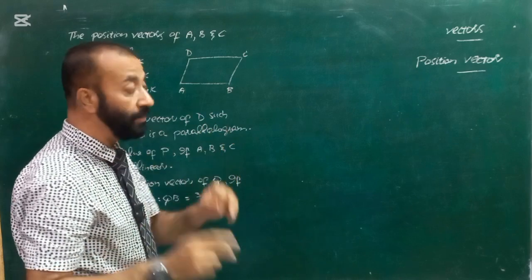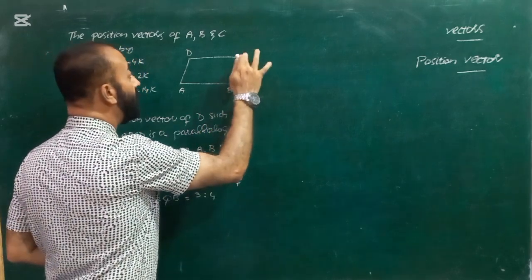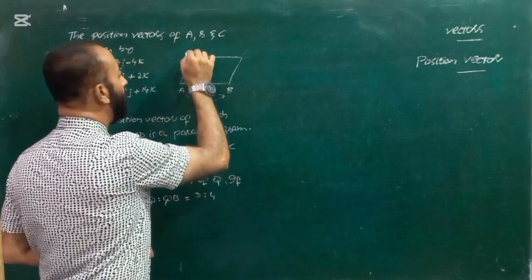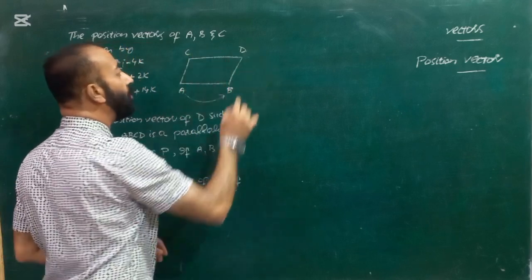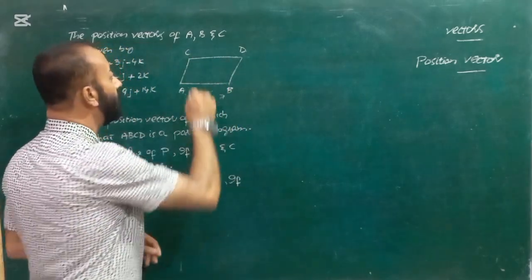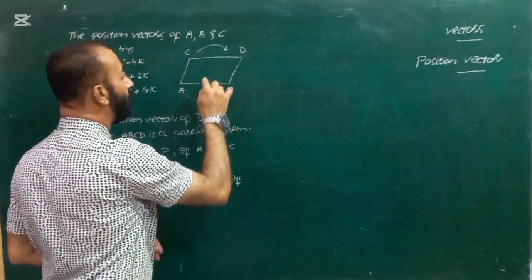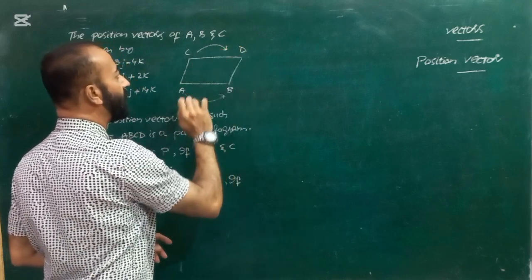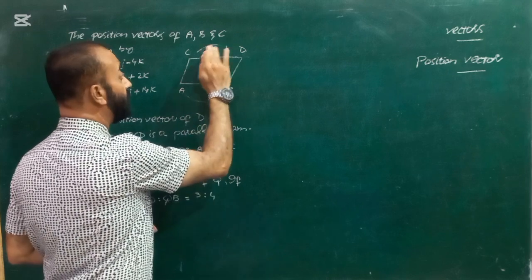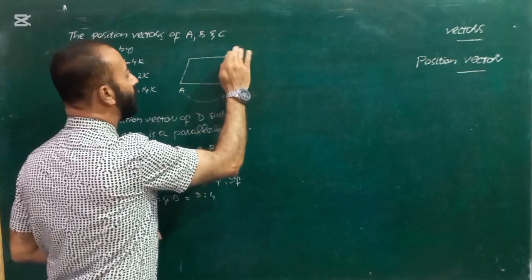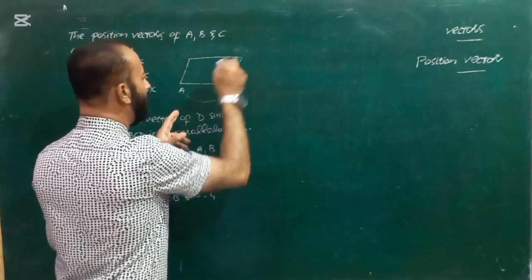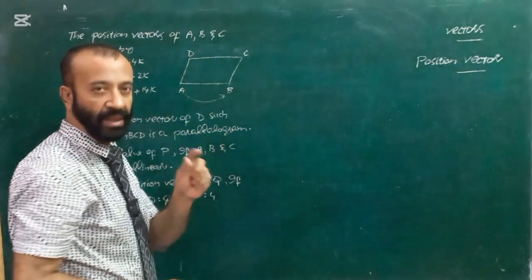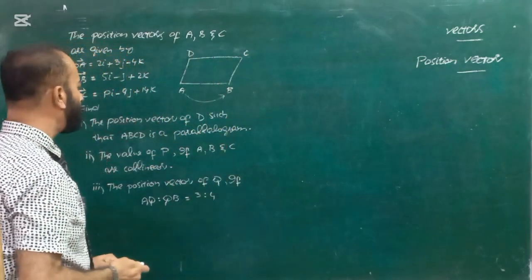So listen now. If a student names it like AB, so this is anti-clockwise, and then CD, the question may be wrong because in this order it is clockwise. So half of the order is anti-clockwise and half of the order is clockwise. So this may be wrong. Look now, you have to follow the same order A, B, C, D. So this is a very important point.